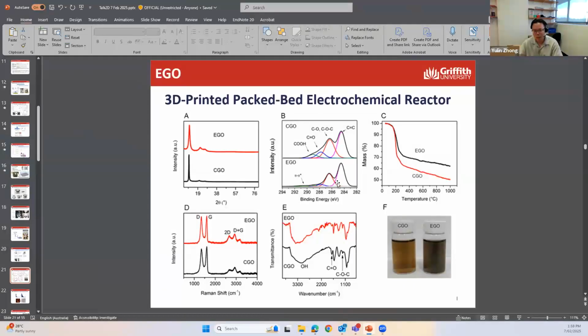Yeah, and so we're guessing that it's because of this functional group that's more thermally labile.